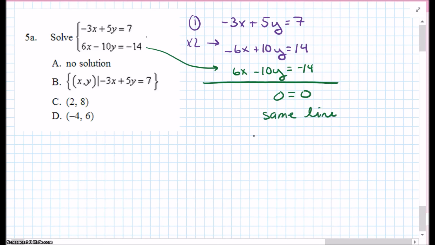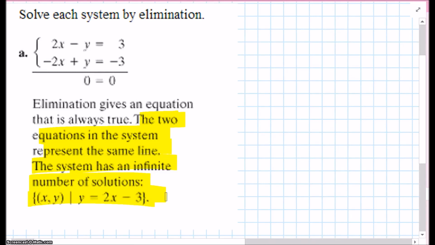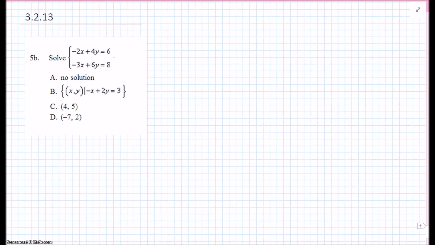Okay, so we're going to say the solution set is this. x comma y, infinite many solutions of the equation negative 3x plus 5y equals 7. Okay, so that's how we're going to write our solution set. Going back a couple of slides, we can look at that. Elimination gives us an equation that's always true. The two equations in the system represent the same line. It has infinite number of solutions, so we're just going to write it as x comma y and then write the equation over. Okay, does everybody see what we did? Okay. Next equation.